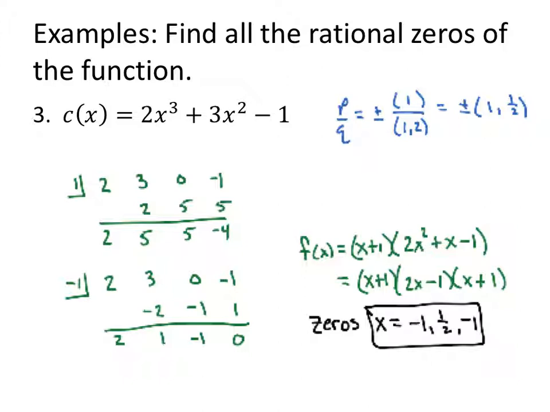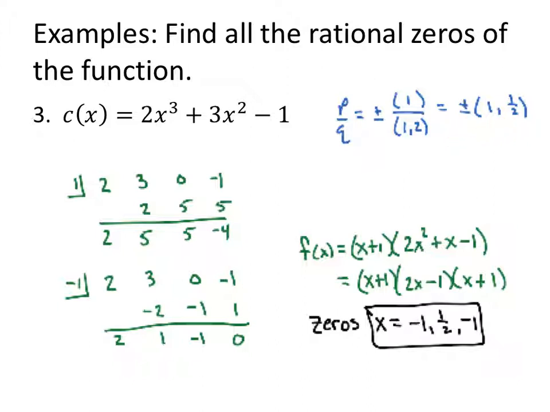Okay, so let's find all the rational zeros of the function 2x cubed plus 3x squared minus 1. So my numerator, p, all the factors of 1, still love 1s. My q, the denominator, all the factors of 2, that's 1 and 2. So I'm going to make all possible fractions. 1 over 1, 1 over 2, and they could be positive or negative.